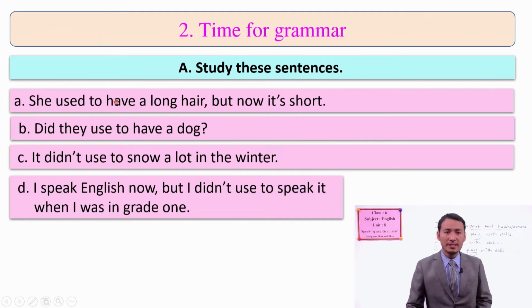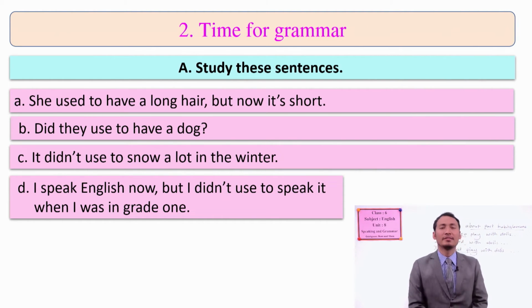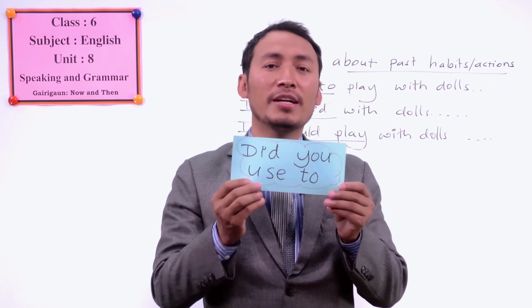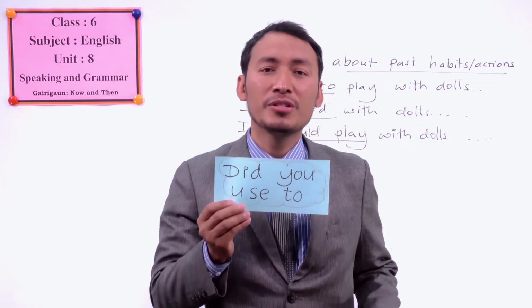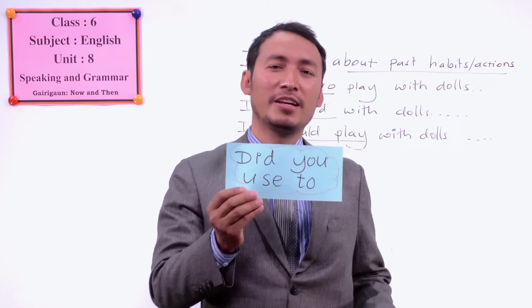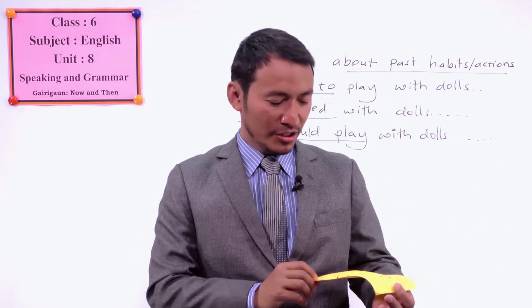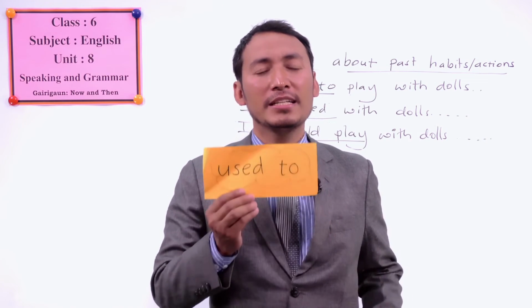This one is question, this one is a statement, and this one is negative. Okay, there is also negative. So when you want to ask something in the past, you can use did you used to. Okay, so did you used to? You can use these words, did you used to, if you want to ask about someone's past experience. Or if you want to say something you did in the past, you can use used to.